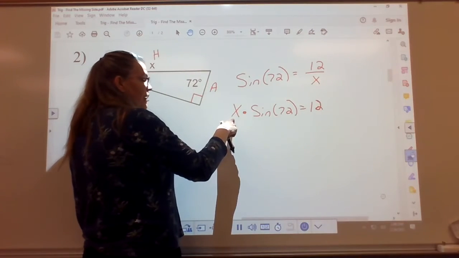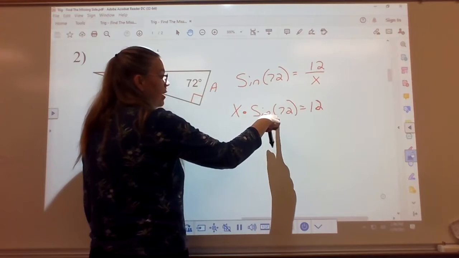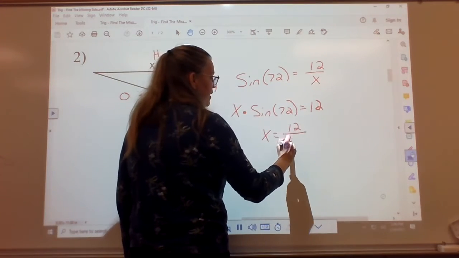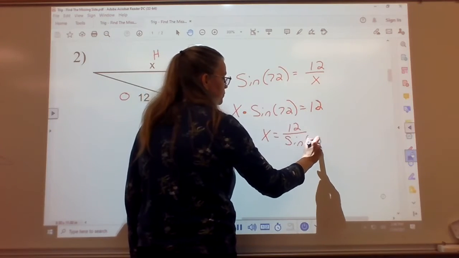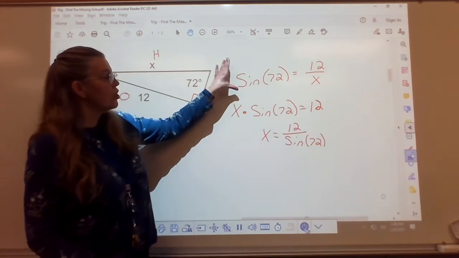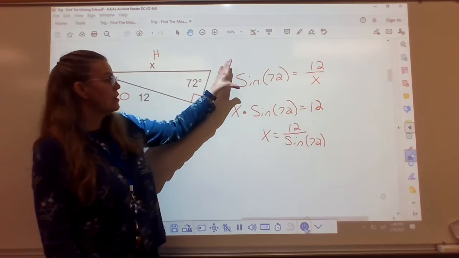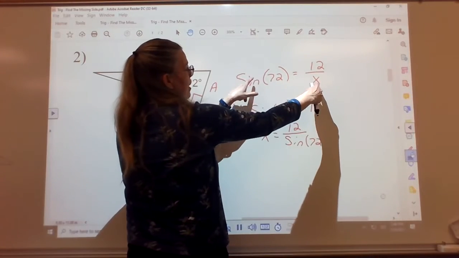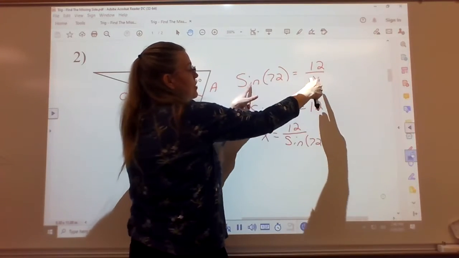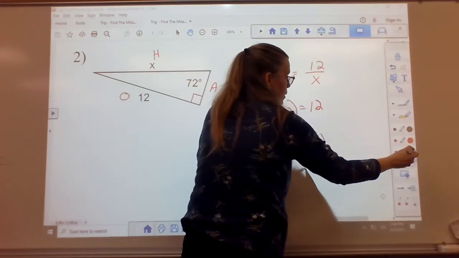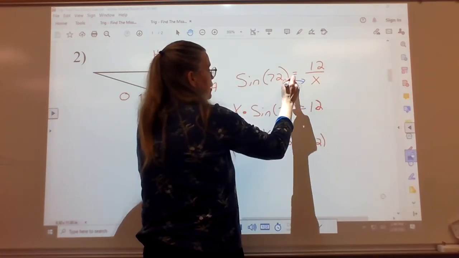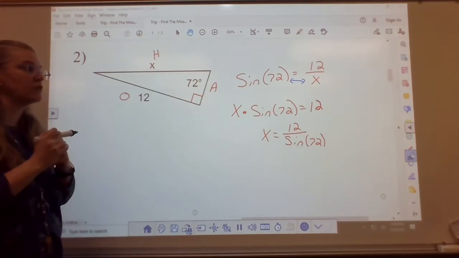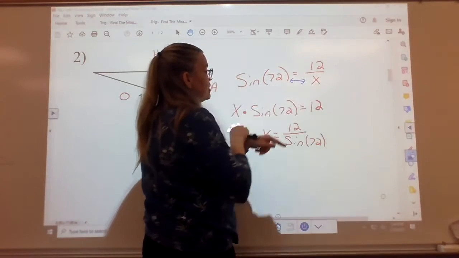I'm still trying to get x by itself, so now I've got to move sine 72. I would do that by dividing. So x equals 12 divided by sine 72. If you look from this one to this one, the only difference is these two things I'm going to switch. If the variable's on bottom, we're going to end up switching those two in the long run. Now, there's other steps I could take, but that's the important thing to remember. Trade these two things out.